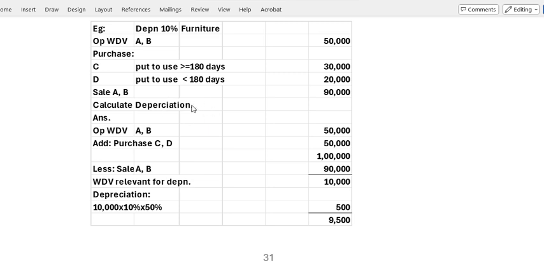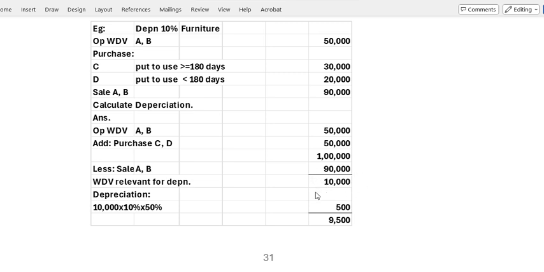Now we have to calculate depreciation. As we know, the opening WDV is 50,000. Now purchases are to be added to that. C and D purchases are to be added: this 30 plus 20, 50,000, is added to that. Total 1 lakh we are getting. Now less sales. Sales is 90,000. Now we are getting 10,000. So the WDV relevant for depreciation is 10,000. Now we want to use this 10,000 to calculate the depreciation.